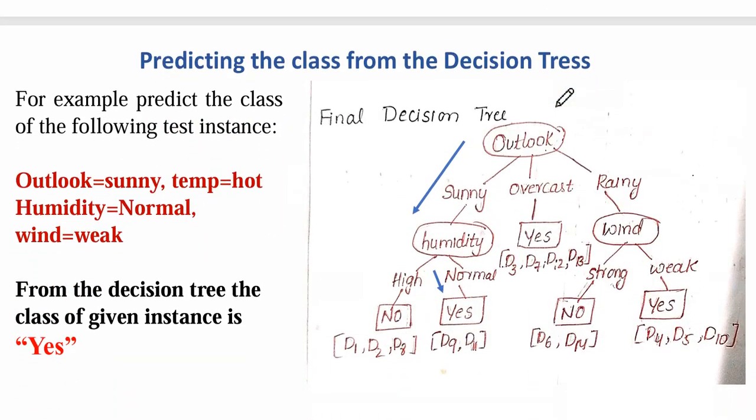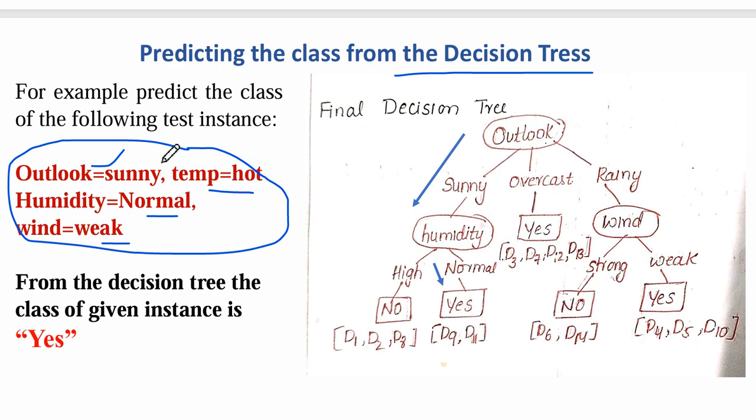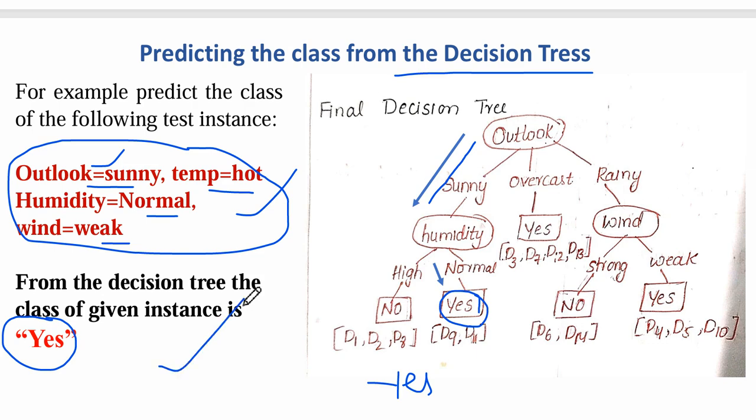values. Now, how to predict the class for given instances from the decision tree. Let's take outlook equal to sunny, temperature equal to hot, humidity equal to normal, and wind equal to high. Let's predict what is the class of this test instance. What is the first one? Outlook equal to sunny. That's why we have to move in this direction. Next, what is humidity? Humidity equal to normal. That's why it comes to which class? Yes class. So the given test instance belongs to yes class.